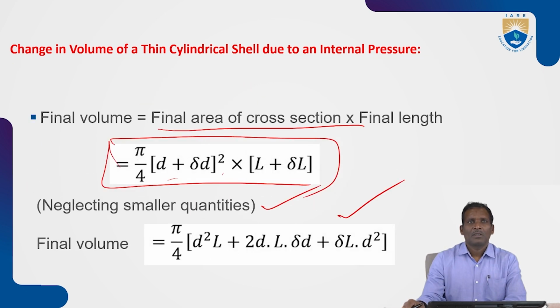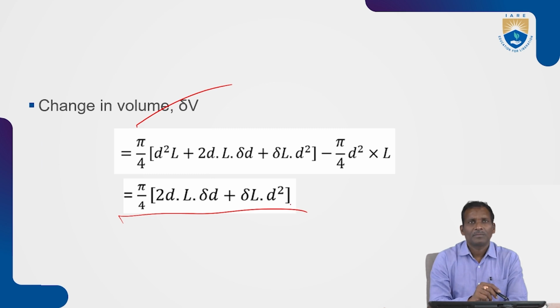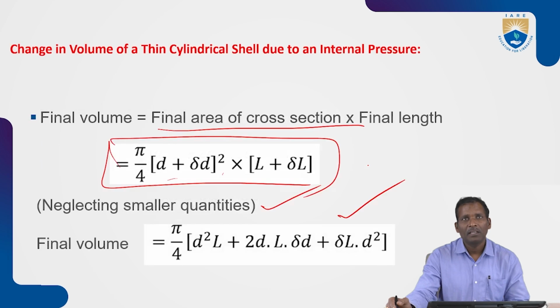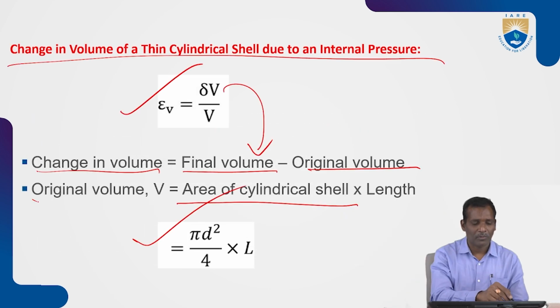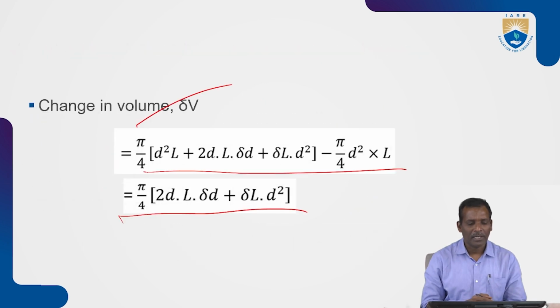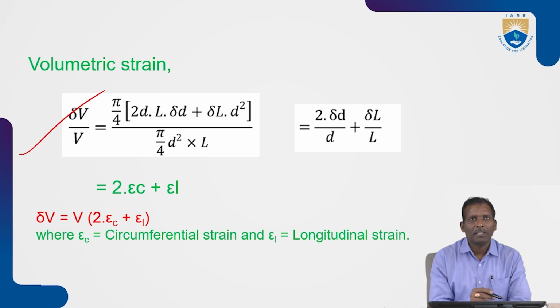Now substitute this change in volume and calculate delta V. After simplification you will get pi by 4 D square L plus 2D into L into delta D plus delta L into D square, minus pi by 4 D square into L. What is this minus pi by 4 D square L? The original volume. Final volume minus original volume is the change in volume. First calculate the change in volume and then calculate the volumetric strain, delta V by V.